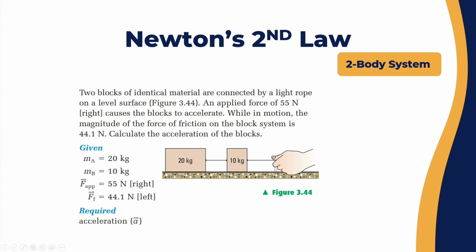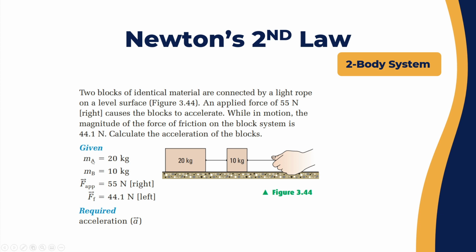As you pull or drag these boxes to the right, they are being acted on with a force of 55 newtons to the right, but there's a friction being generated on those two boxes, or on the whole system. The problem is telling you that the friction force on the whole system is 44.1 newtons. Calculate the acceleration of the blocks.